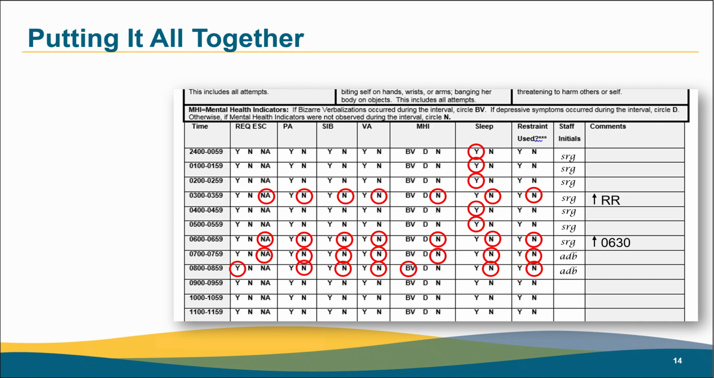Let's look at an example of documenting an interval during which a target behavior occurs. During the 0900 interval, we observed an occurrence of verbal aggression. Because we observed a target behavior, we also need to complete the ABC data on the back of the sheet to describe what happened.